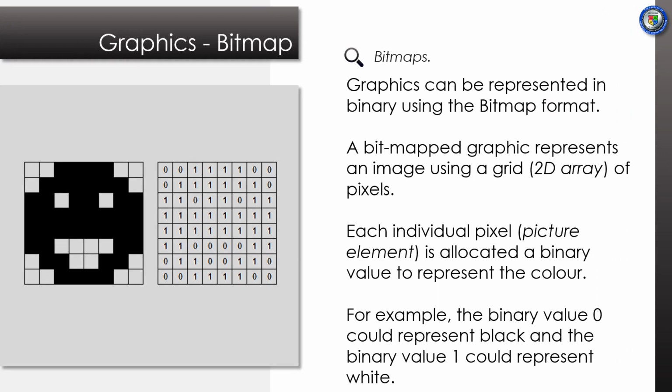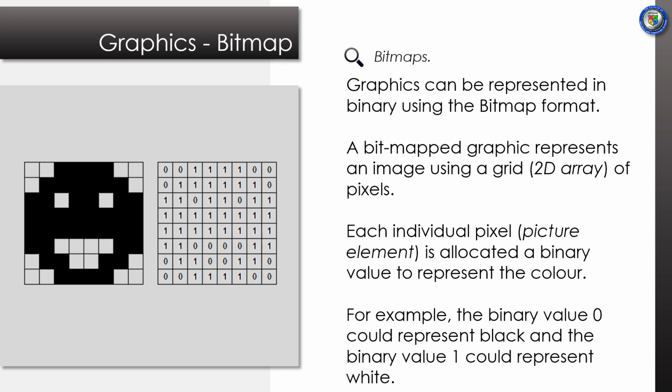Let's start off the lesson by looking at bitmap graphics and how bitmap graphics are represented in binary using the bitmap format. A bitmap graphic is represented using a grid or 2D array of pixels. Each individual pixel is allocated a binary value. The number of bits that we allocate to each pixel will determine the colours and shades of grey that it can represent.